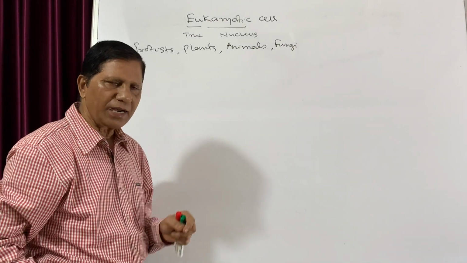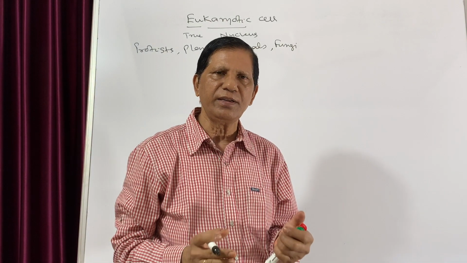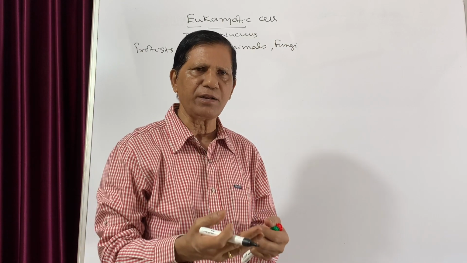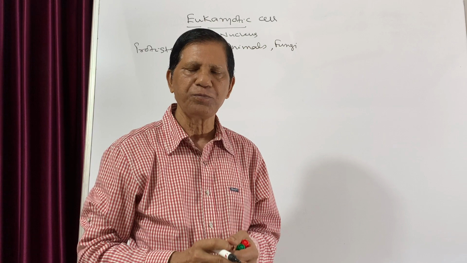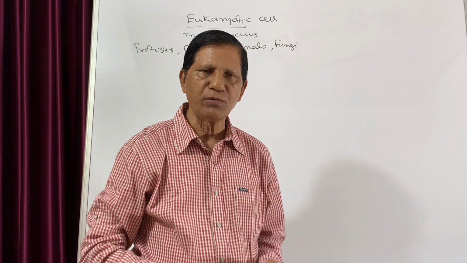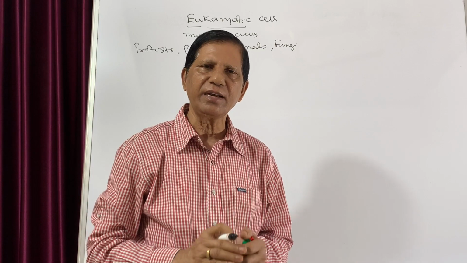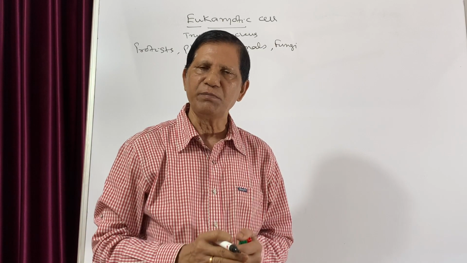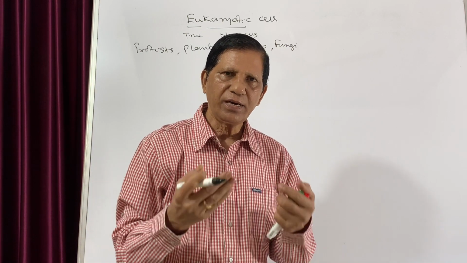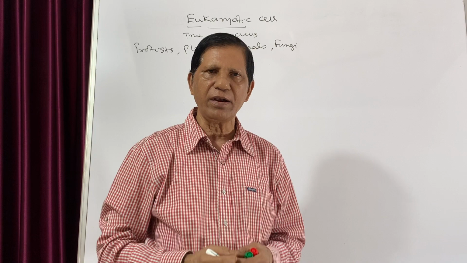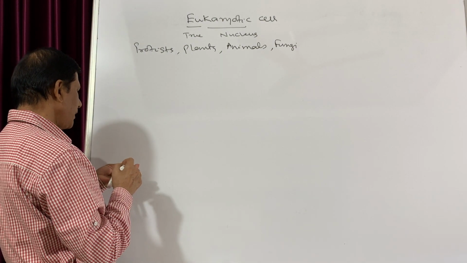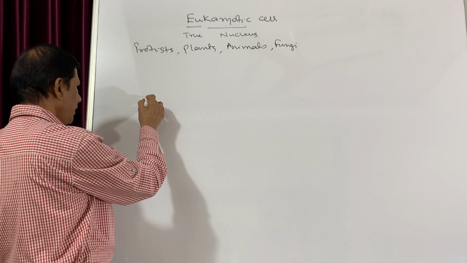Again, there are some basic differences between the structure of the plant cell, animal cell, and also that of the fungi and the protists. But first we will give an outline of the general structure of the eukaryotic cell, then I will tell you the difference between the plant cell and animal cell, so that we will have a very clear idea. When we discuss an overview of the eukaryotic cell, usually all the eukaryotic cells are surrounded by a membrane.